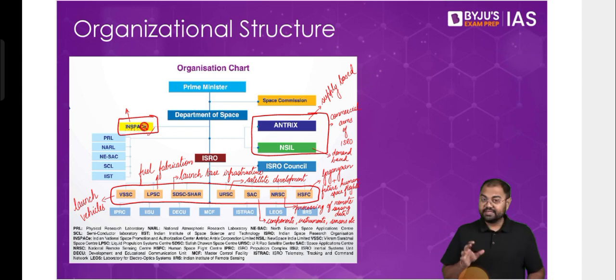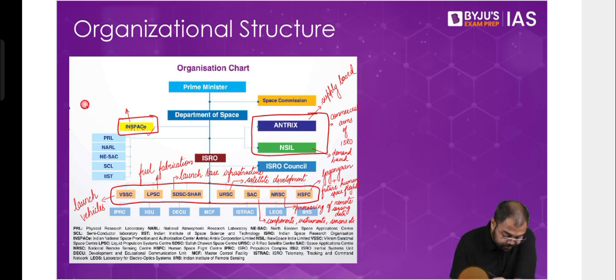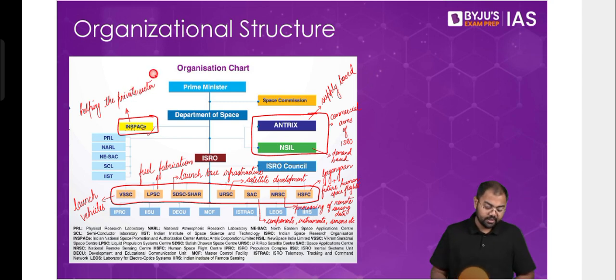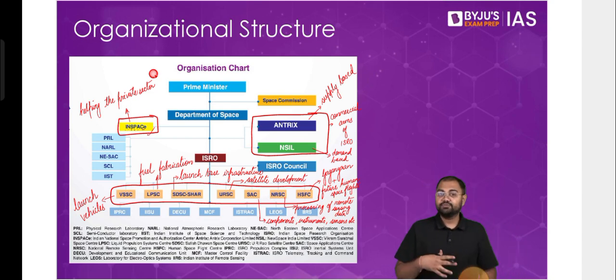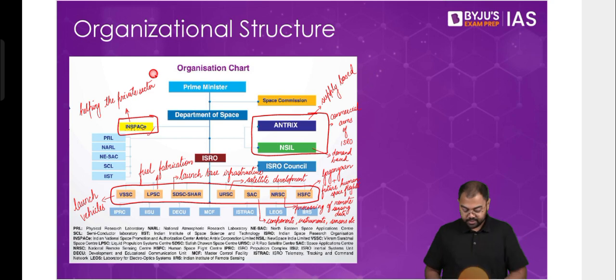Now, InSpace is basically for helping the private sector. It will provide the support that is required, the authorizations that are required, the clearances that are required for the private sector also to work along with ISRO. So this is the basic infrastructure of ISRO. This is how you have all these various units, and they all have been working as a part of ISRO.